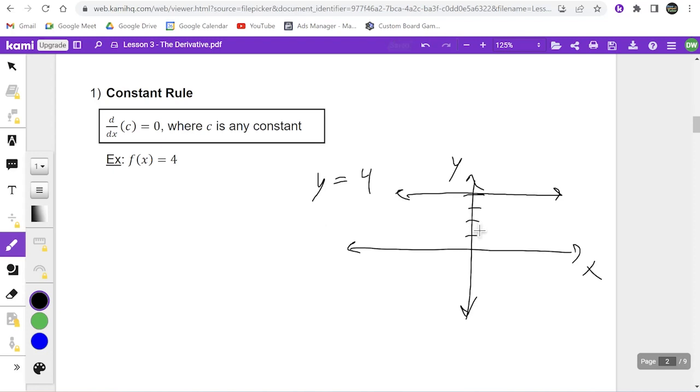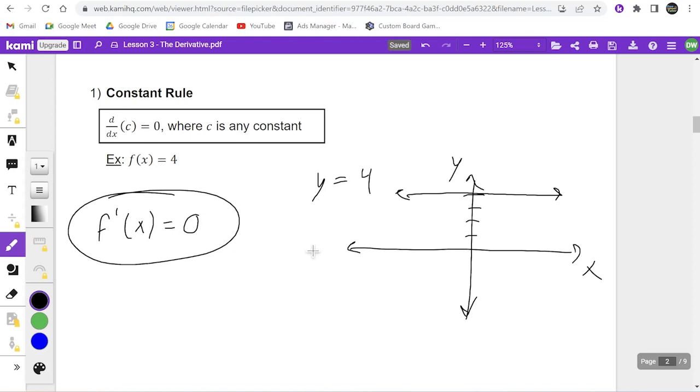Now what I'm saying is, what's the slope of this line? The slope of the line is 0 everywhere, meaning when I say the constant rule, if you have a constant, the derivative is 0, f prime of x equals 0, and there you go. You just took your first derivative shortcut rule. Congratulations.